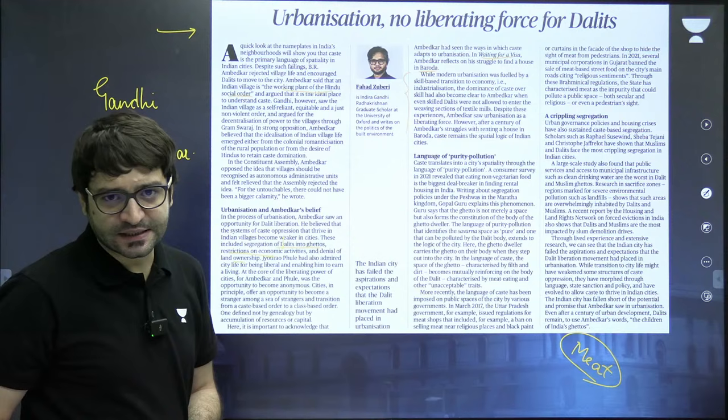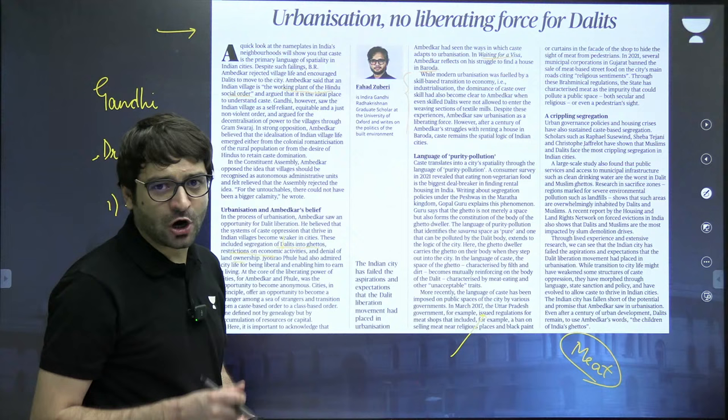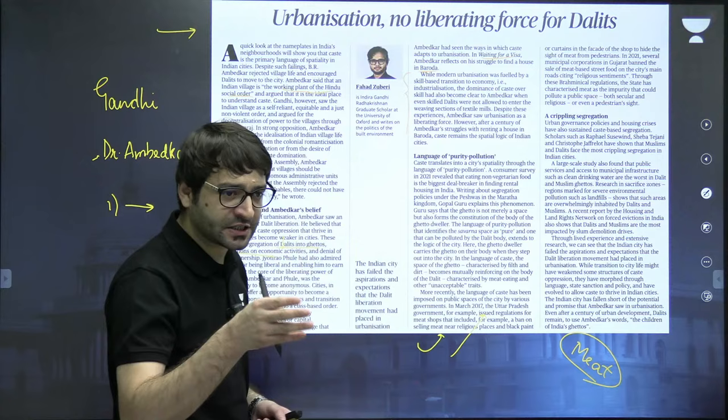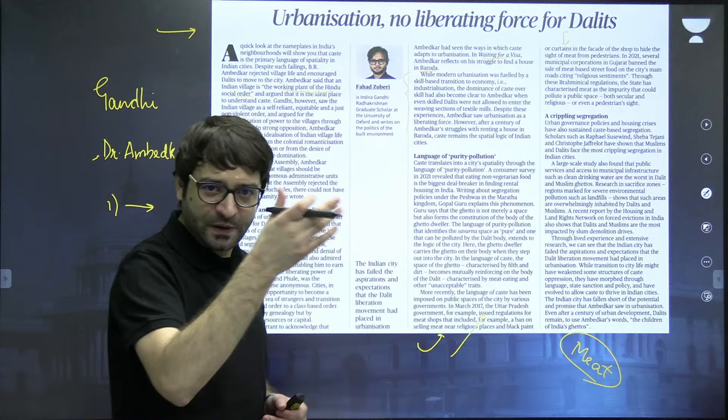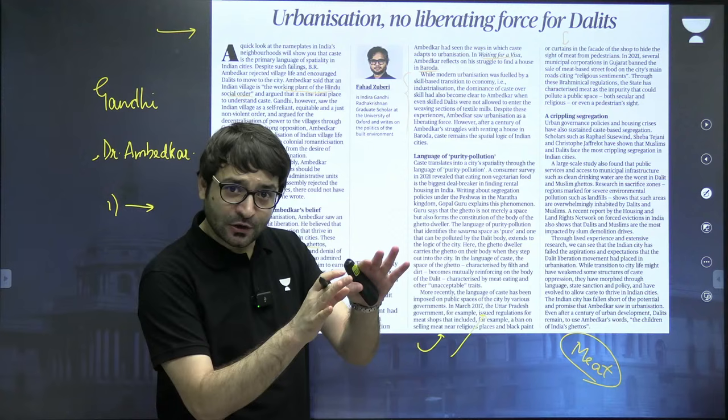In 2017, the Uttar Pradesh government issued regulations that there should be a ban on selling meat near religious places, and blank paint or curtains should be on the facade of meat shops. Why? Because it will cause pollution to the members of the upper castes.